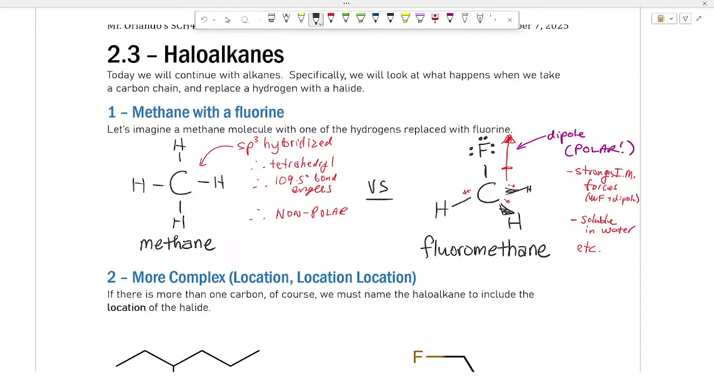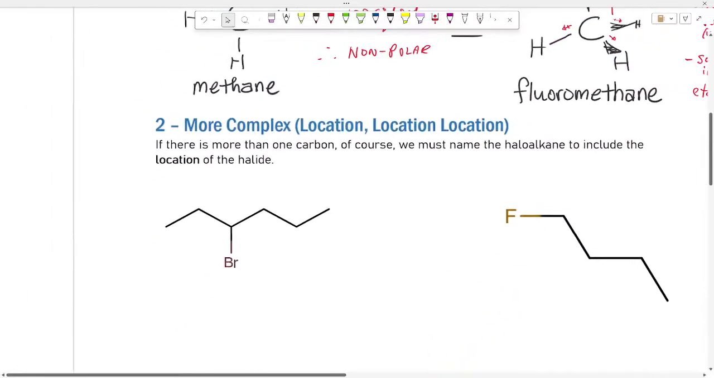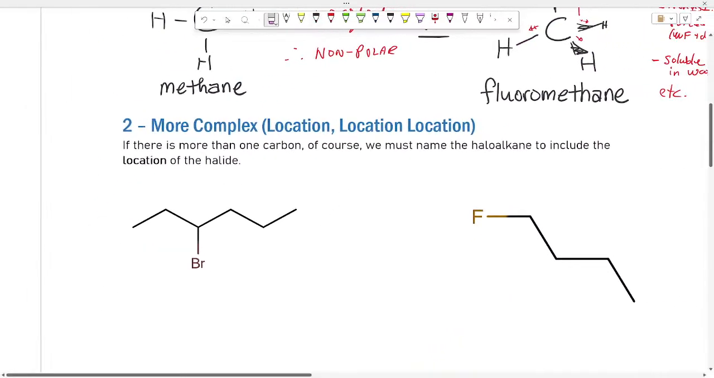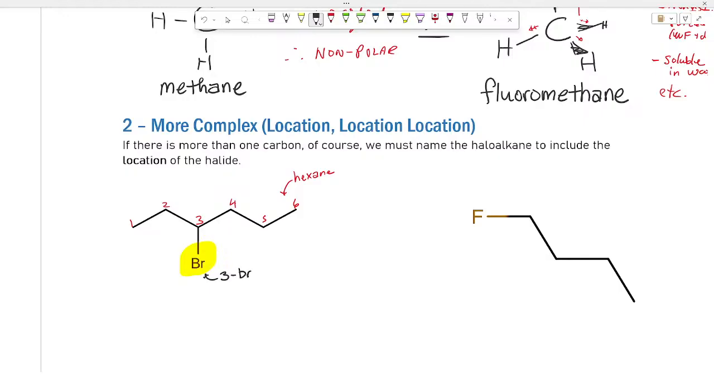That's fluoromethane. On the other hand, if we put it in a different molecule, we obviously do need to indicate the location. What would this be called? Well, how long is the carbon chain here? 1, 2, 3, 4, 5, 6. So this is a hexane. And then it's got a bromo group on it. And where is the bromo group? It's on carbon 3. So, what would the name of this thing be altogether then? Very good. 3-bromohexane.